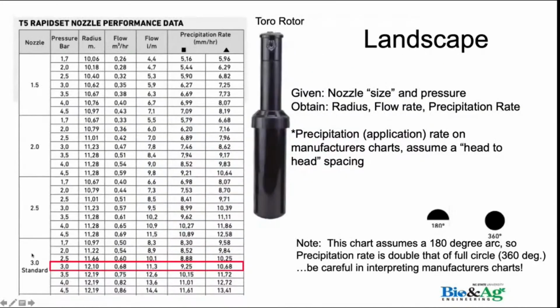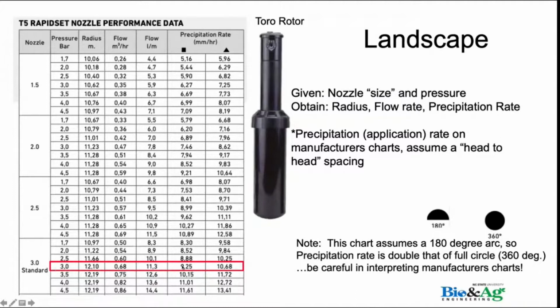Okay, here's an illustration of a landscape rotor. This is called a T5. Toro is the manufacturer here. So with a given nozzle size, and here's a nozzle size here, and really the three here that you can see me circling with the arrow, is the nominal gallons per minute expected of that nozzle at the pressure given in bars here.